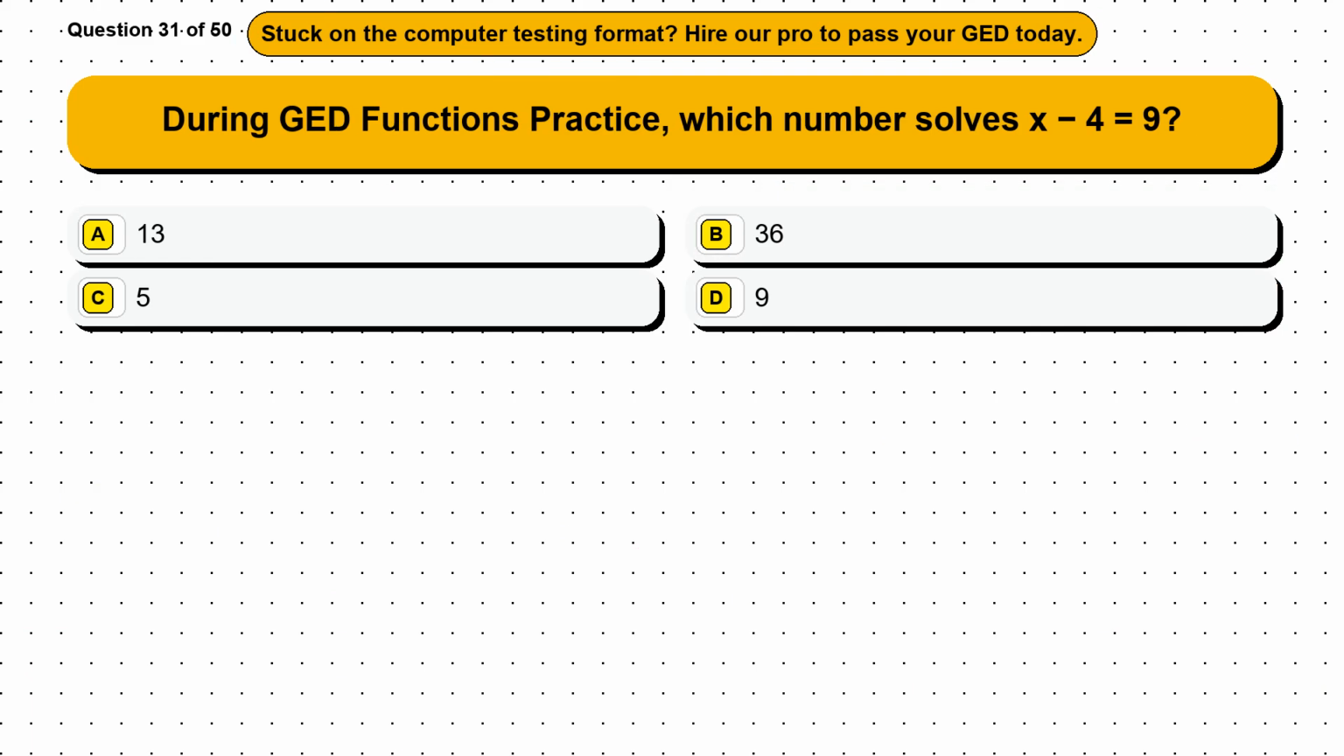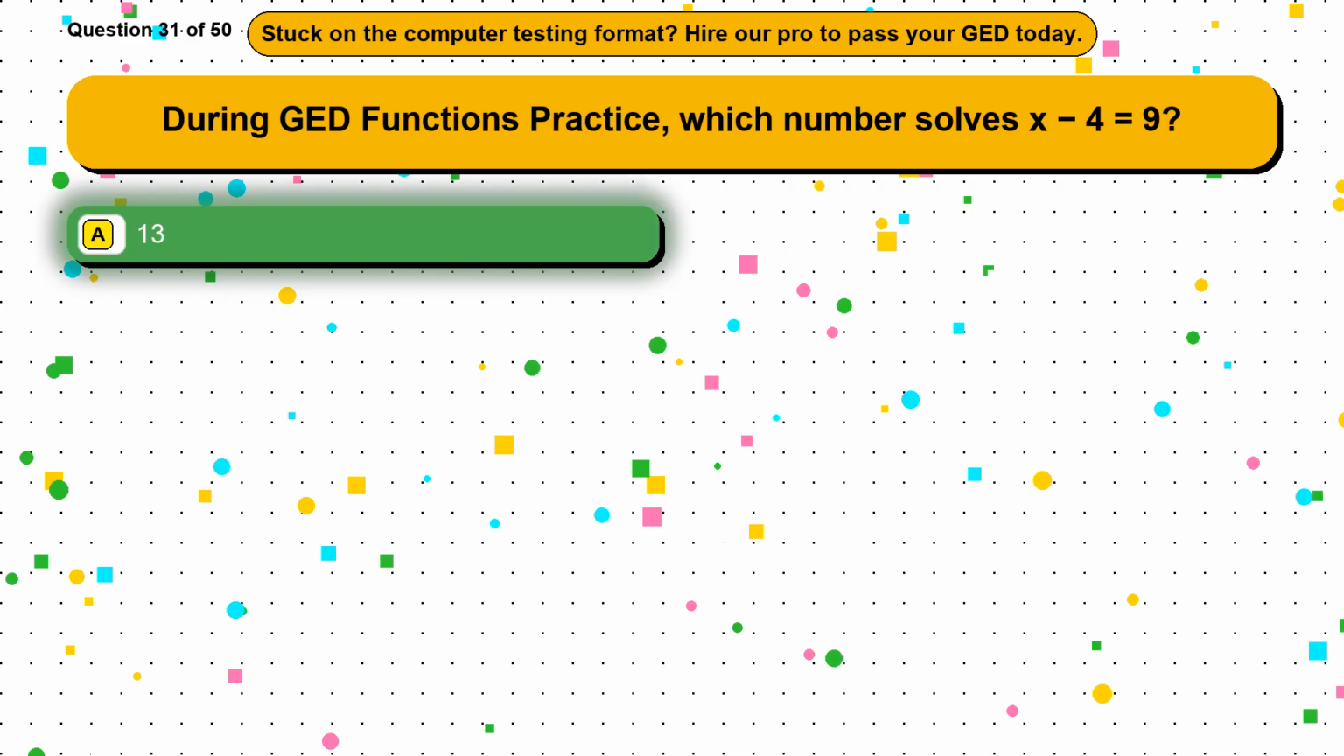Question 31. During GED functions practice, which number solves x - 4 equals 9? Option A 13. Option B 36. Option C 5. Option D 9. The correct answer is option A.